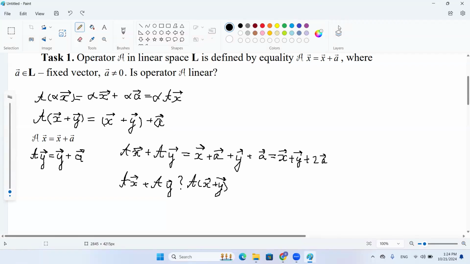Yes, of course, that's correct. So A and 2A. Here we just add A to this sum, and here we add the vector A to each element. When we add the results of applying the operator to the elements separately, we have 2A. So it means they are not equal. And what does it mean? Is the operator A linear or not?